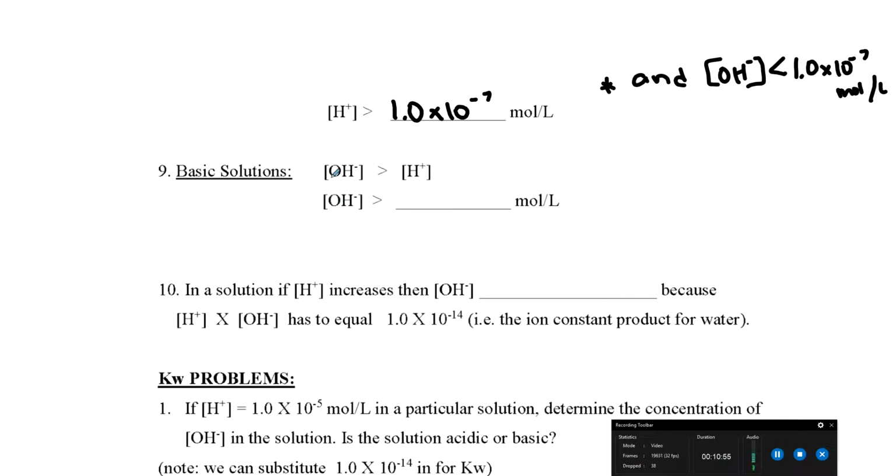In a basic solution, you'll see a higher concentration of the hydroxide ion. So the OH negative concentration is greater than the H plus concentration. In this situation, the OH negative concentration is greater than 1 times 10 to the negative 7. And of course, the other situation would also be true, like we stated above: the H plus would therefore be less than that.